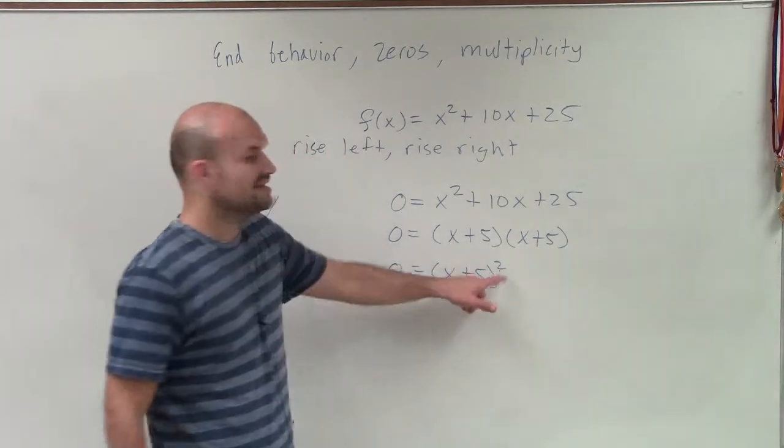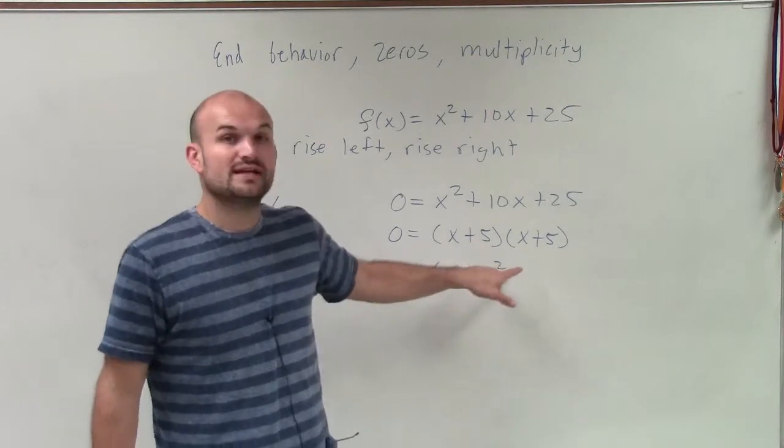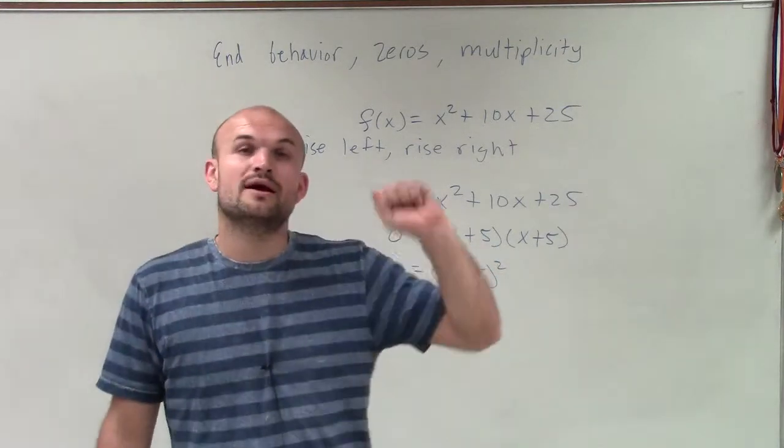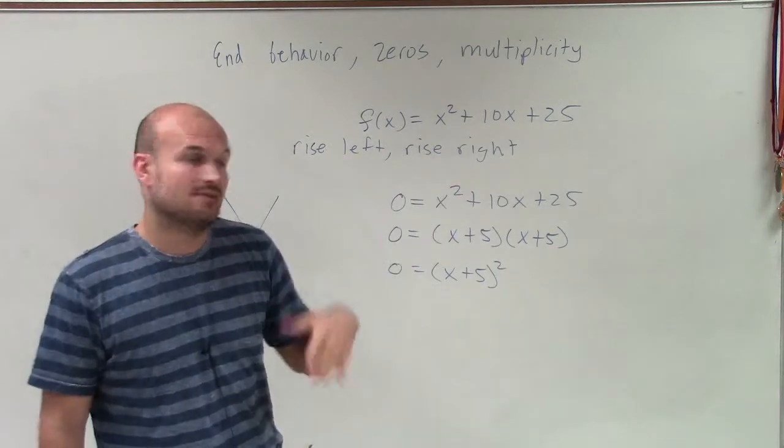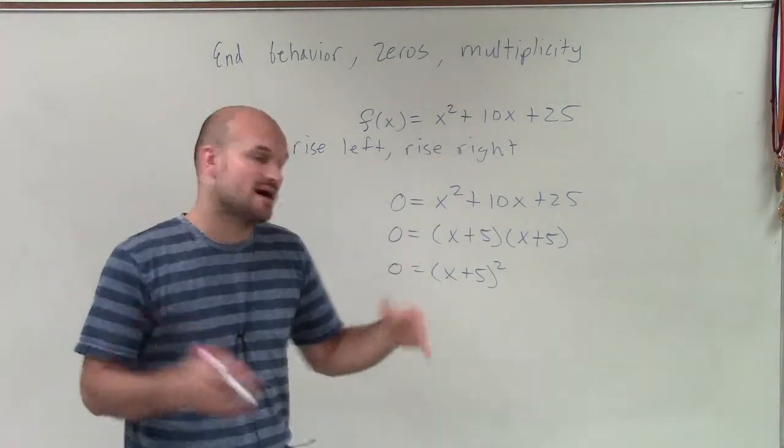Now, when determining multiplicity, we know that x plus 5 times x plus 5 equals x plus 5 squared. And we can see that when we have a factor raised to an even power, we know that we have now an even multiplicity, which means my graph is going to rebound at that point.